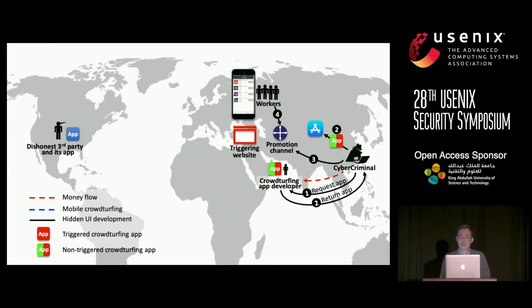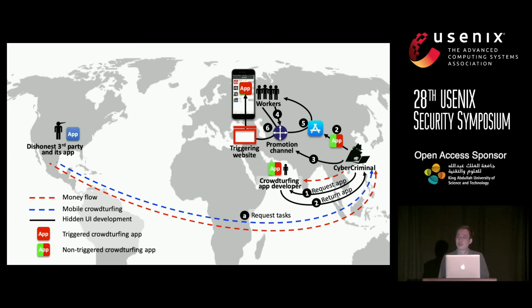The workers, the users who are interested in earning money through crowdturfing, will then visit the promotion channels and install the app from the App Store to their device and visit the triggering website and turn their crowdturfing app into the actual crowdturfing UI, because initially it's going to be showing only the benign UI.